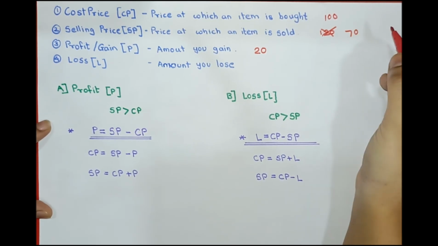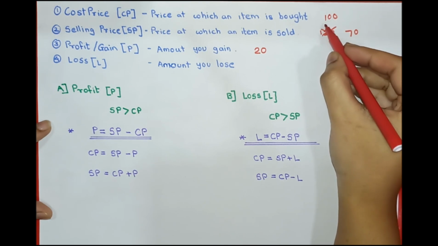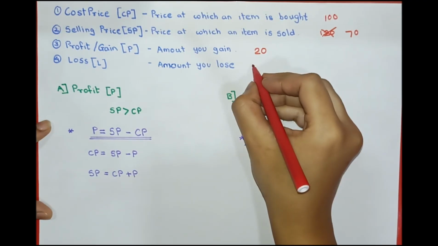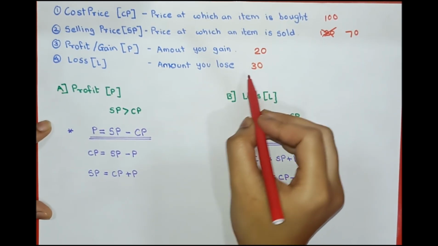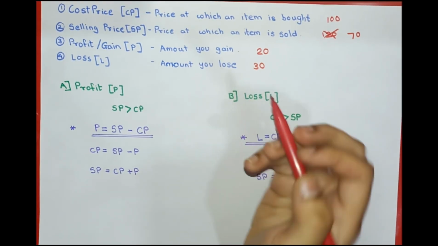and suppose you decide to sell it at rupees 70 instead of 120. Now you can see that you bought it at rupees 100 and you sold it for rupees 70. So you are losing 30 rupees. So this 30 rupees is loss. Loss is nothing but the amount you lose.